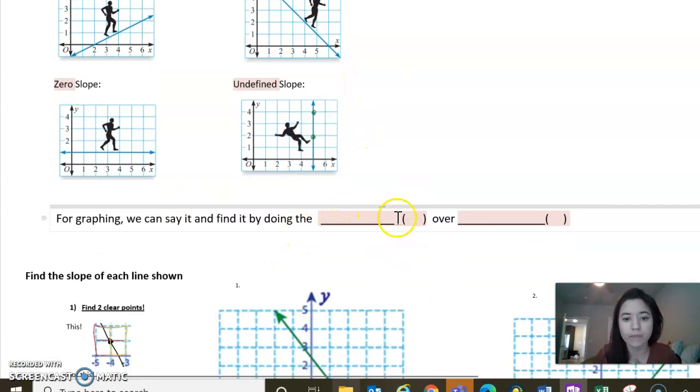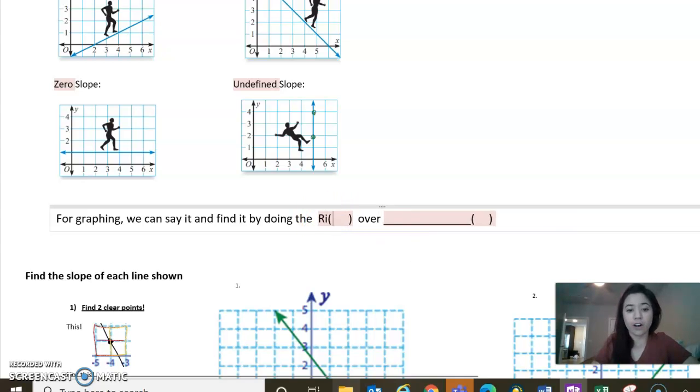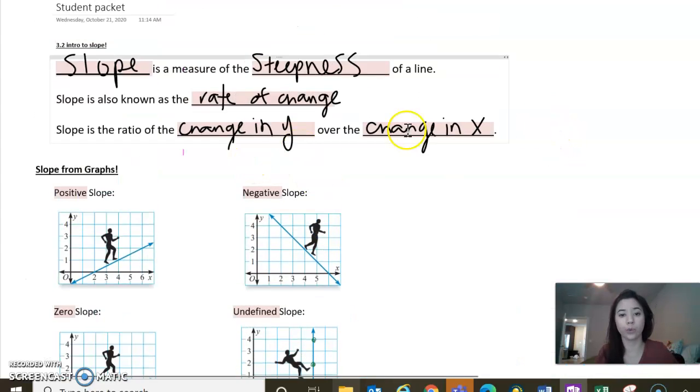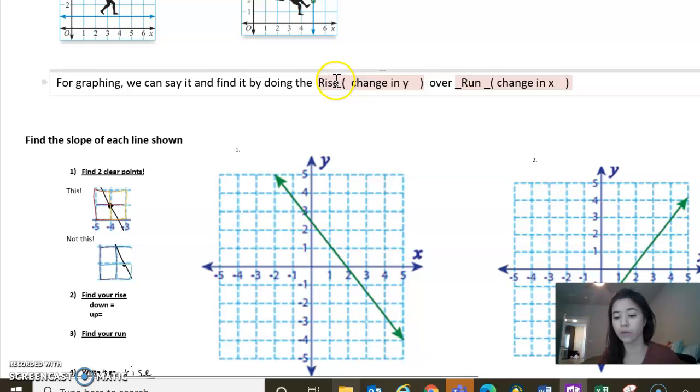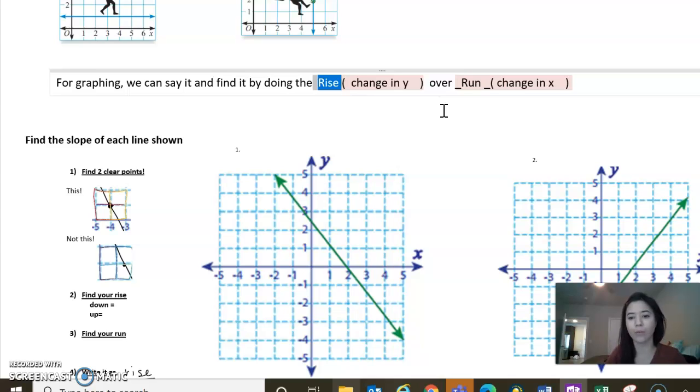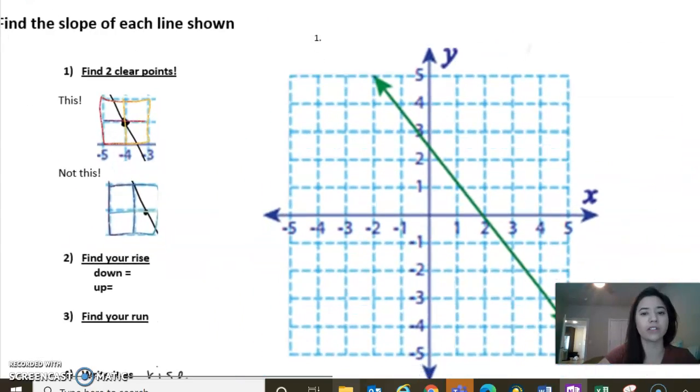Now for graphs, again, this should be some big review from physics, we can find slope by finding our rise, which is our change in y, over our run, which is our change in x. Remember, slope is change in y over change in x. So we can also say this when it comes to graphing as our rise over our run. Rise being how high or how low I move from one point to the next, and run how far left or right I run. Okay, so let's try this.